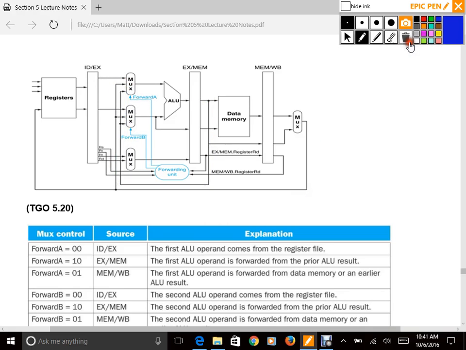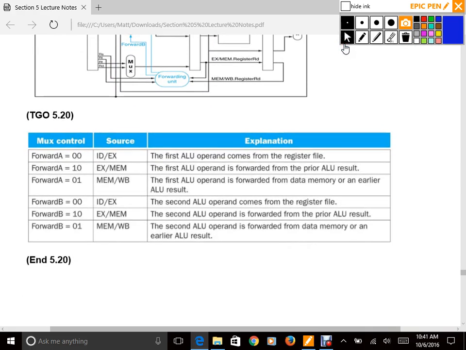So how do we actually do that? We use these control signals here. Forward A 00, instruction decode execute: the first ALU operand comes from the register file. 10 is execute memory for the first ALU operand. And forward A, if it's 01, it's coming from data memory. See the difference? And then same thing for forward B. Those are just the two different inputs for the ALU. So we're deciding here what we want to put into the arithmetic logic unit, and this decision is being made by the forwarding unit.